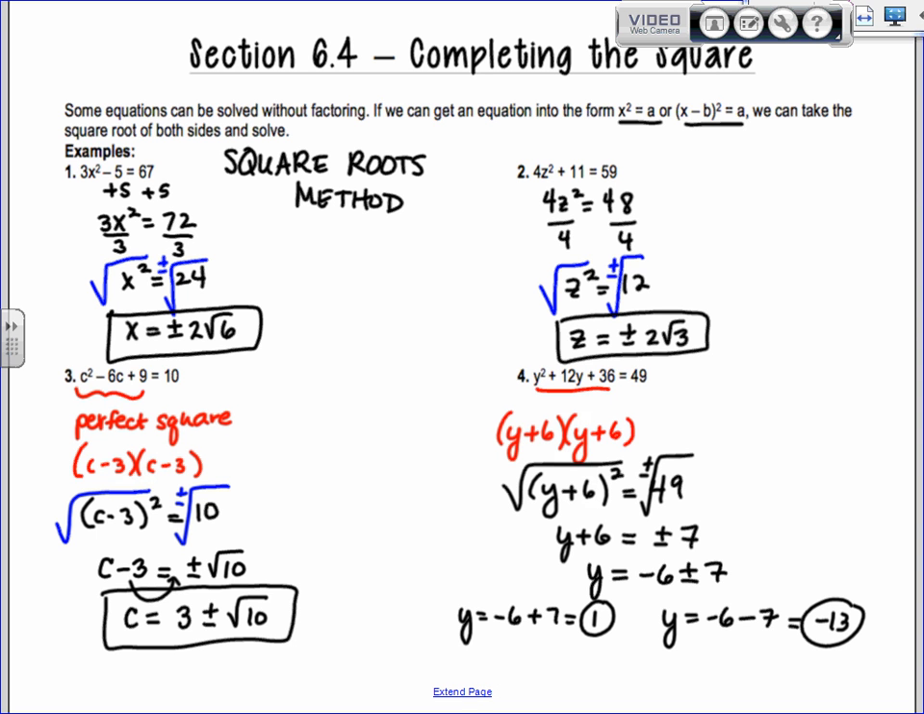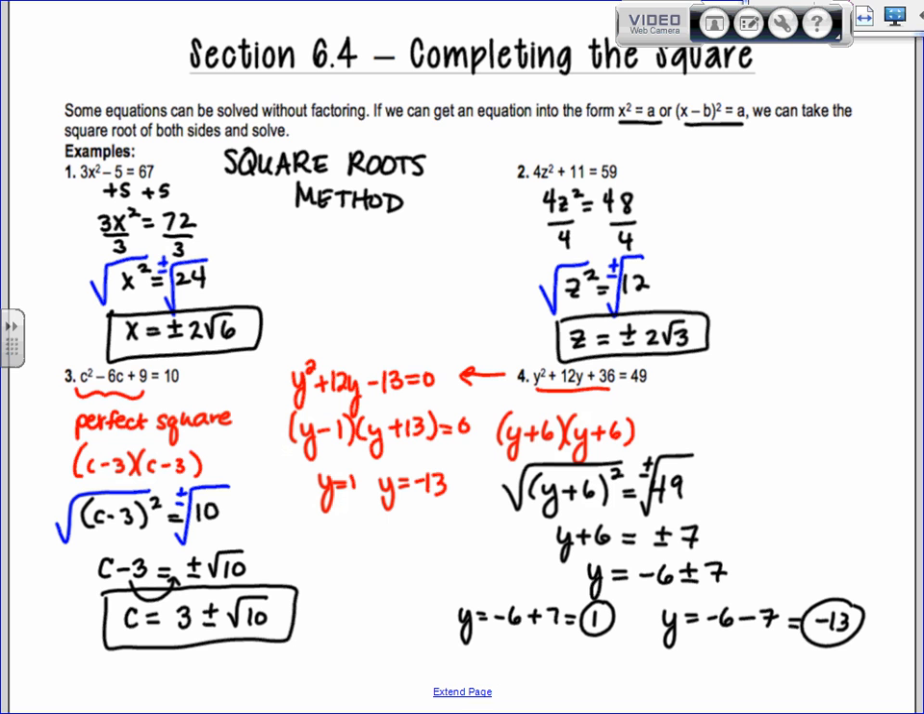Yes? Why didn't you? Yeah, in this one, on number 4, you could have easily subtracted the 49 from both sides, right? And you could have gotten negative 13 equals 0, and you could factor. So you can do y minus 1 and y plus 13. Yeah, and you get two answers. You get y equals 1 and you get y equals negative 13.